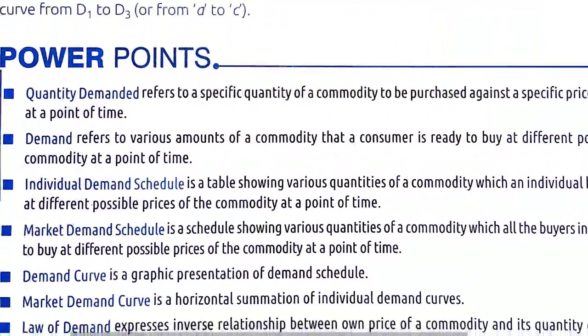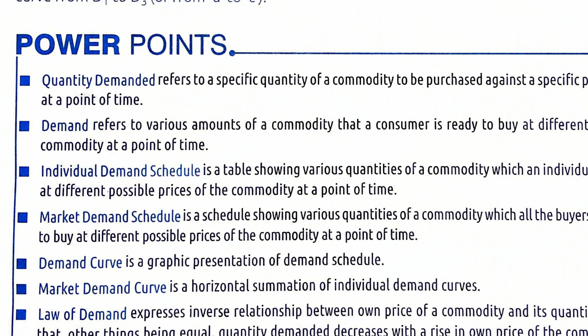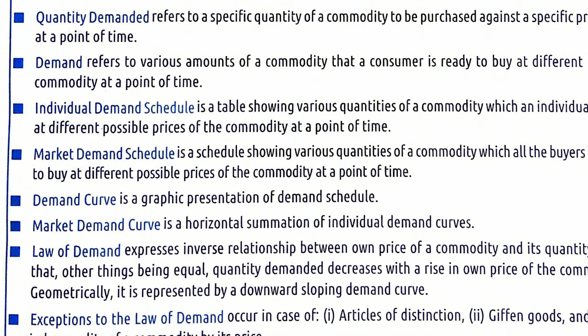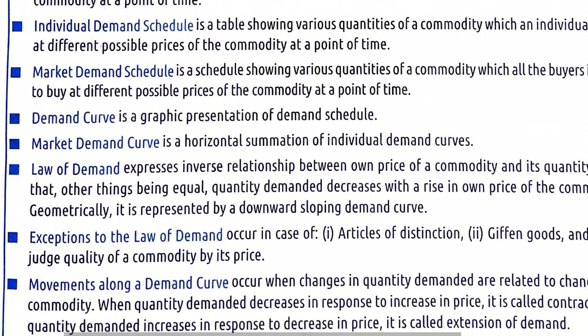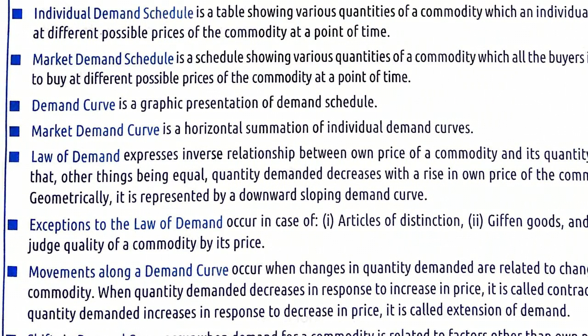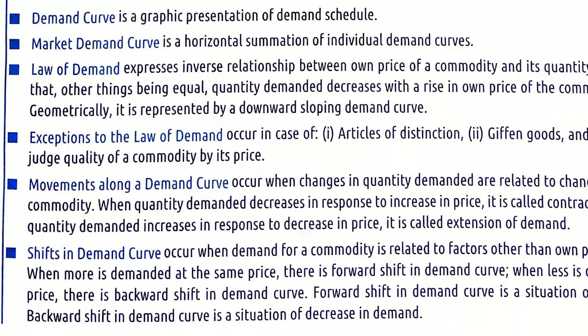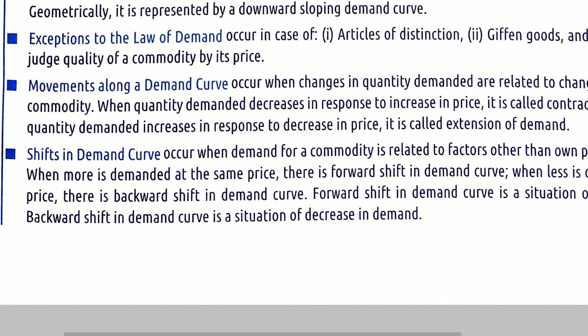So with this we come to the end of the chapter. The main topics which we have to discuss in the chapter are quantity demanded, demand schedule, market demand schedule and individual demand schedule, then demand curve, market demand curve, law of demand, a very important topic, exceptions to law of demand, movement along the demand curve, that means extension of demand or contraction of demand, and shift in demand curve, which means increase in demand or decrease in demand.